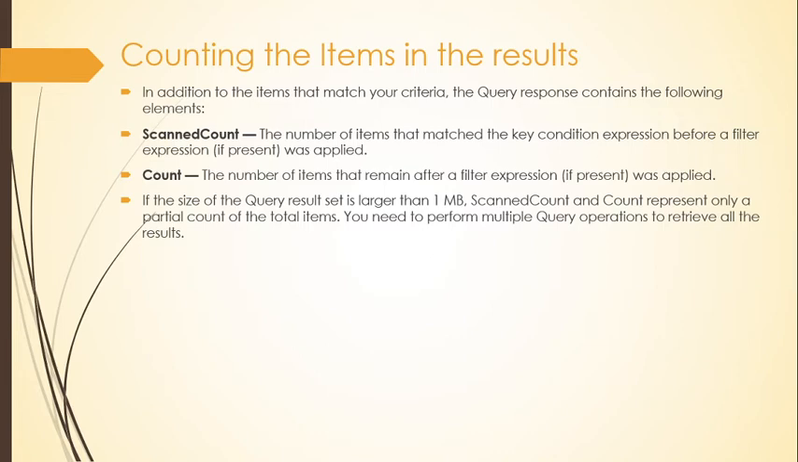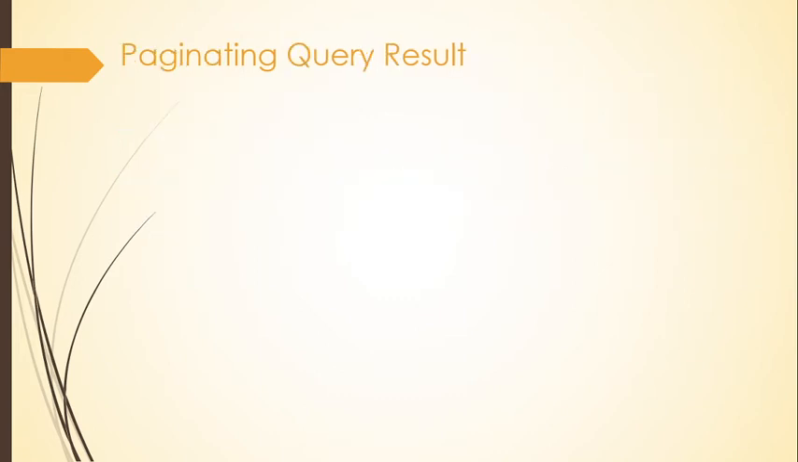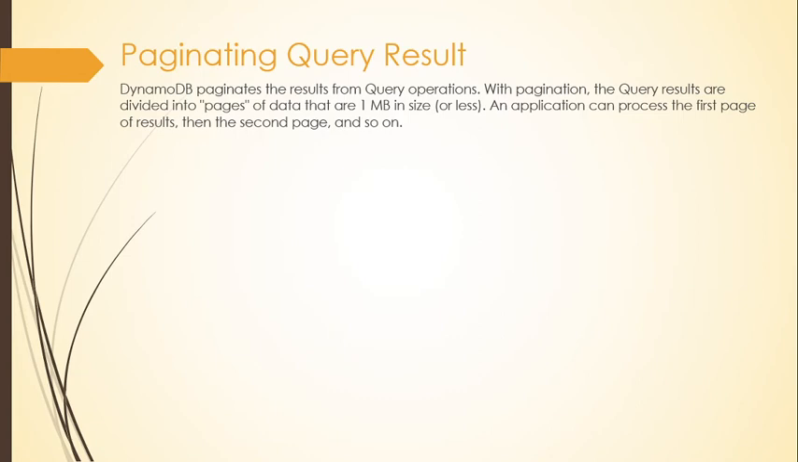So how will you perform that? You can use pagination, paginating the query result. DynamoDB paginates the results from a query operation. With pagination, the query results are divided into pages of data that are 1 MB in size or less. An application can process the first page of results, then the second, and so on.